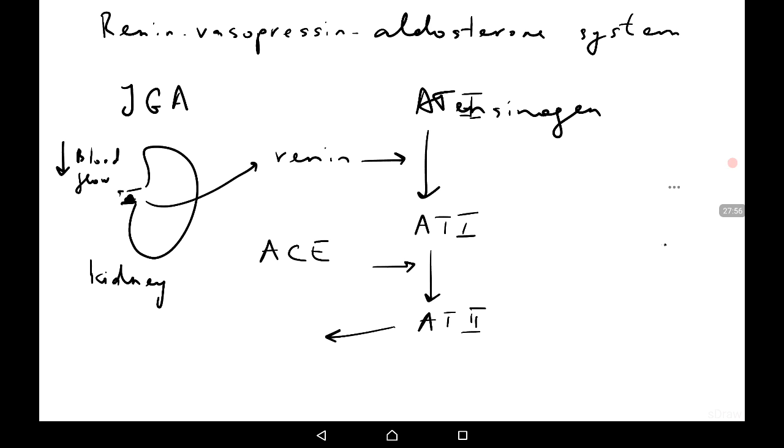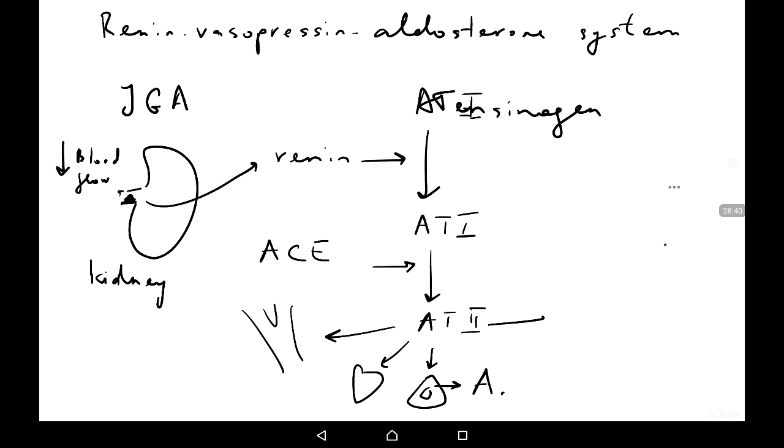The main player, angiotensin 2, is a very active peptide. It has vasoconstrictive action, constricts blood vessels. It accelerates cardiac activity. It stimulates aldosterone release from the adrenal cortex, and aldosterone is decreasing the volume of urine. So it's very good in that case, because if the blood flow decreases in the kidney due to blood loss, then aldosterone will decrease the production of urine and will save water in the body.